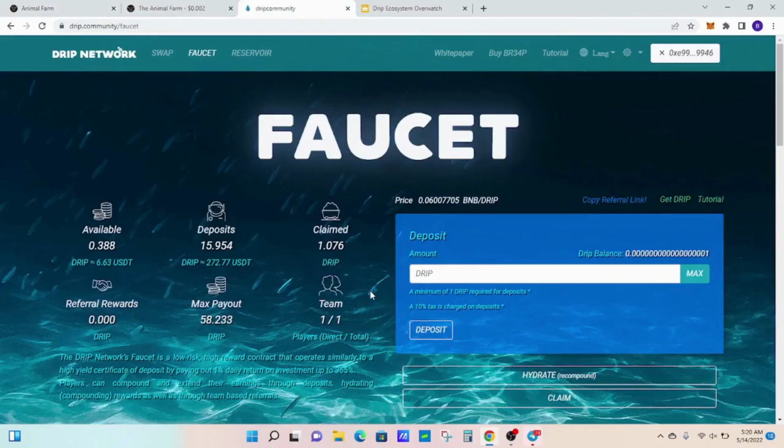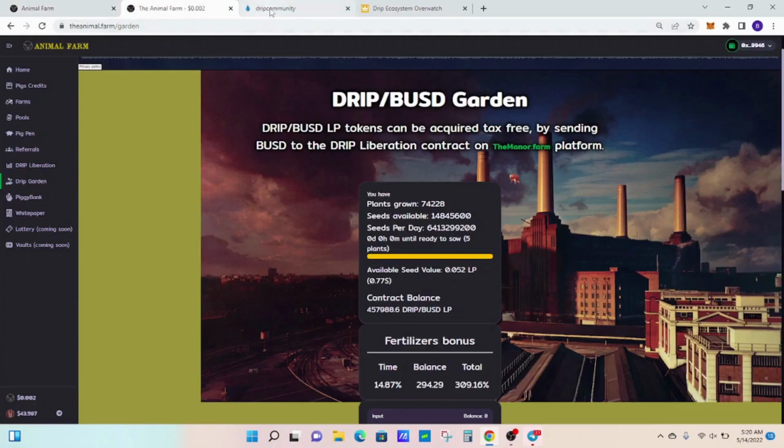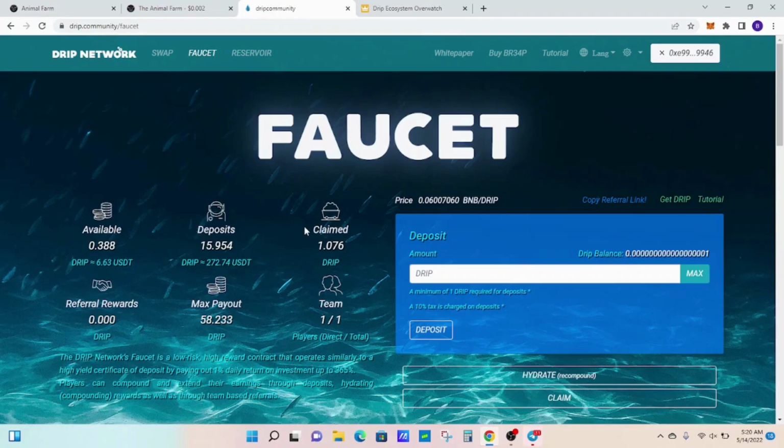As far as the faucet is concerned, I'm still going to continue to compound here, again using some of my drip garden profits to put into the faucet, and I am just going to continue to grow that account.